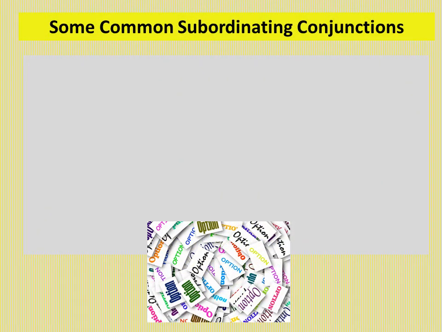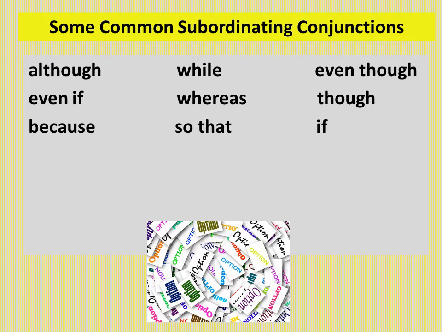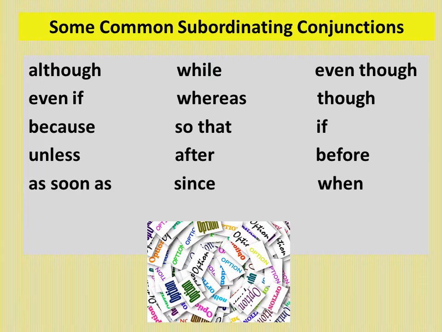So we've had coordinating conjunctions. Let's look at some common subordinating conjunctions. There are many to choose from. Unlike coordinating conjunctions where you only have the fanboys, you have many options for subordinating conjunctions. Here are some common ones. Although, while, even though, even if, whereas, though, because, so that, if, unless, after, before, as soon as, since, when, until, as. Again, there are many more than that.